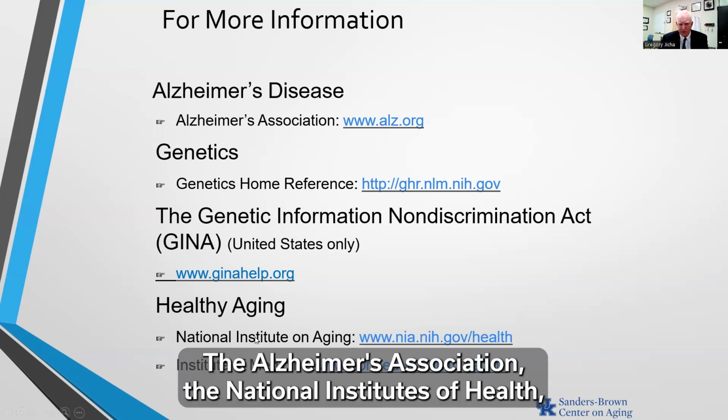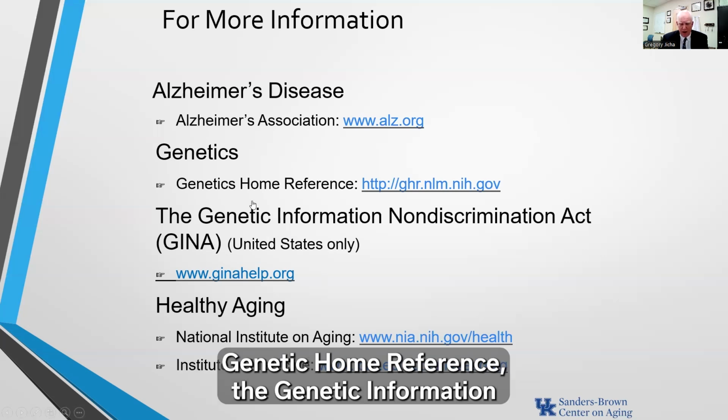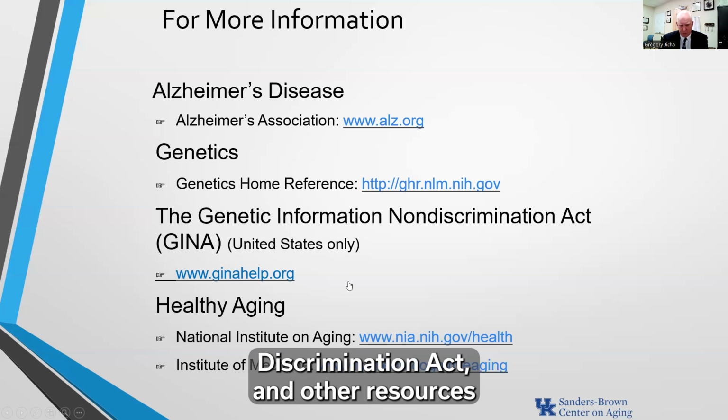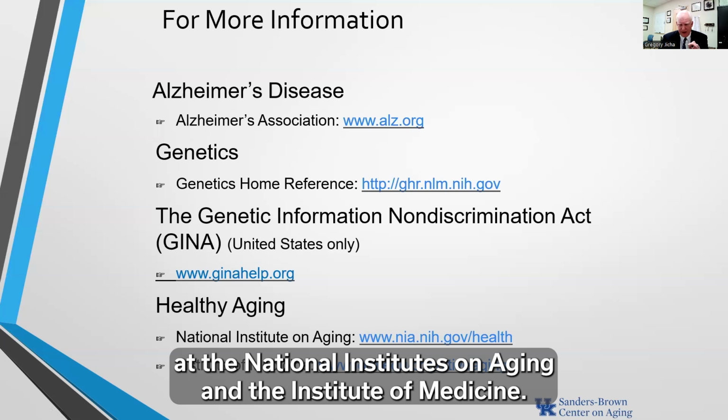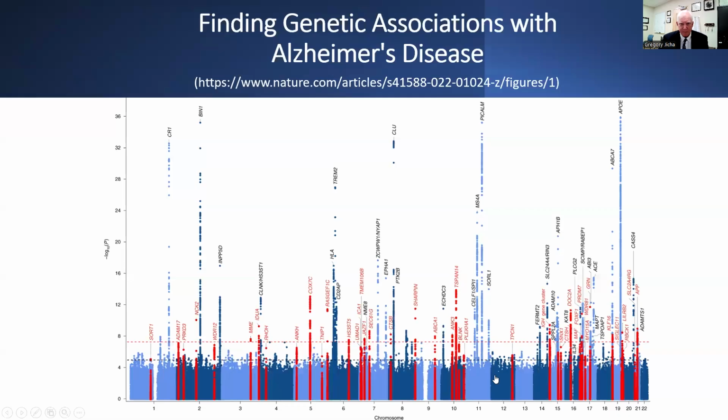Here are a variety of websites that you can reach out to if you'd like to learn more. The Alzheimer's Association, the National Institutes of Health Genetic Home Reference, the Genetic Information Nondiscrimination Act, and other resources at the National Institute on Aging and the Institute of Medicine.